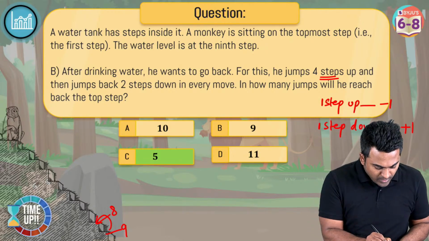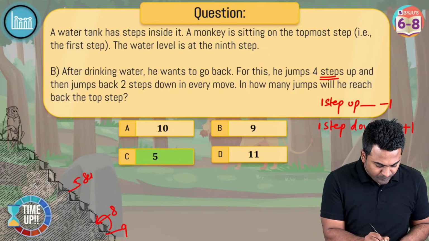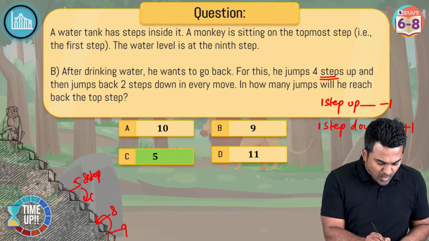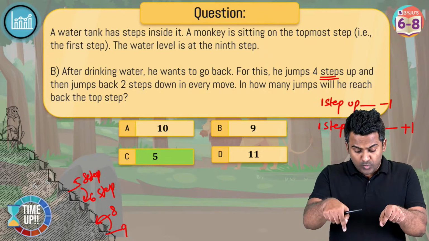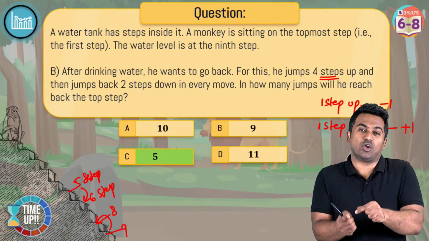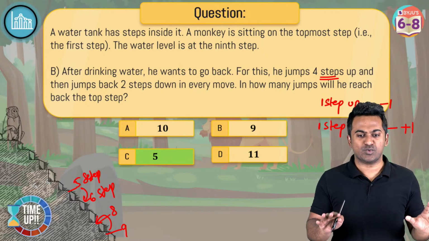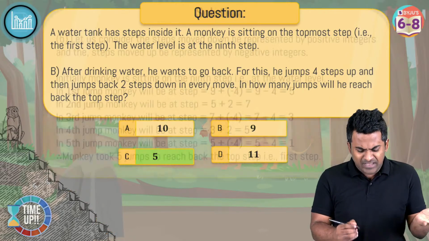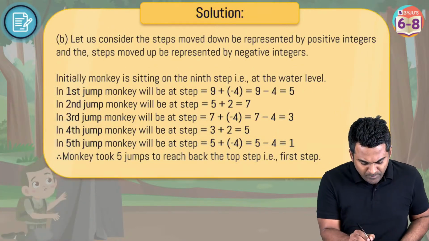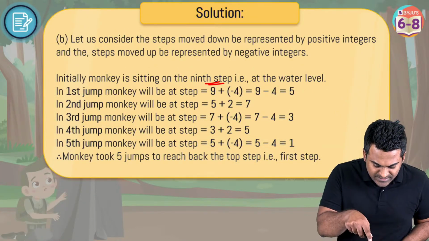And let's say if you are here at the 5th step, and you are coming down, you are coming to the 6th step, right? So that's the reason why coming down is +1 and going up is -1. So first thing is, we need to sort that out. And after that, it's a simple game of arithmetic, nothing much. So monkey is at the 9th step, right? So this is step 9.